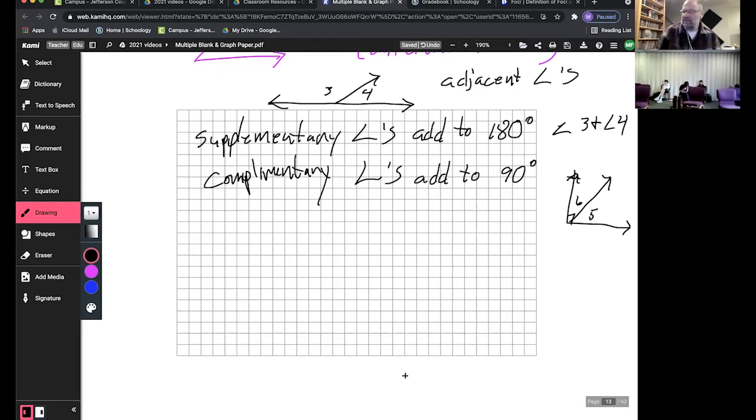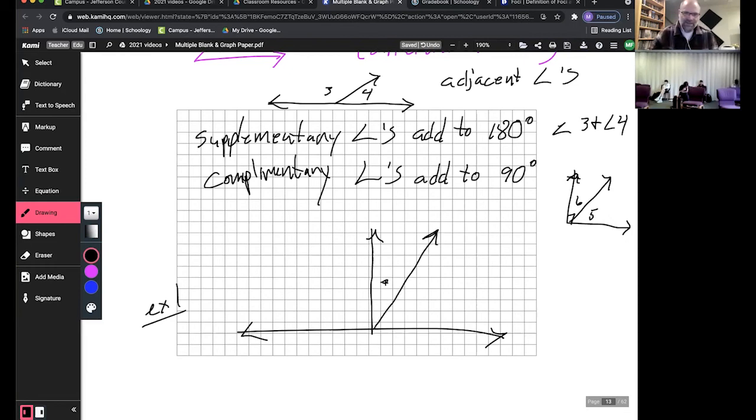well, before we do that, let's just do an example where you need to apply just what it means to be complementary and supplementary. Okay. So let's say that this angle is 30 degrees and we know that this is a right angle there. So I want you to find this angle. So let's label this. So I want to find the measure of angle ABC.